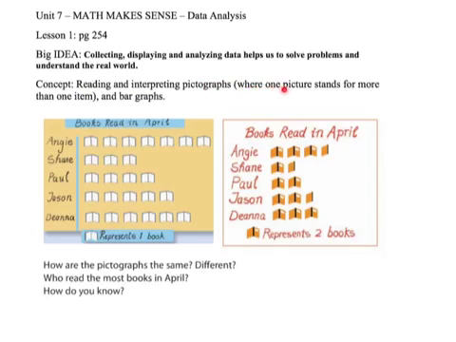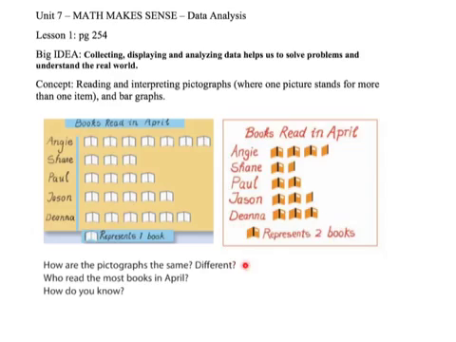And the pictographs are going to be ones where one picture stands for more than one item, and we'll be looking at bar graphs. So here are two different pictographs. What do you notice is the difference between them? If you notice, they both have the title, Books Read in April. They do have the same people. However, this has a really long line of books and this one has a short line of books. How can they be showing the same information?